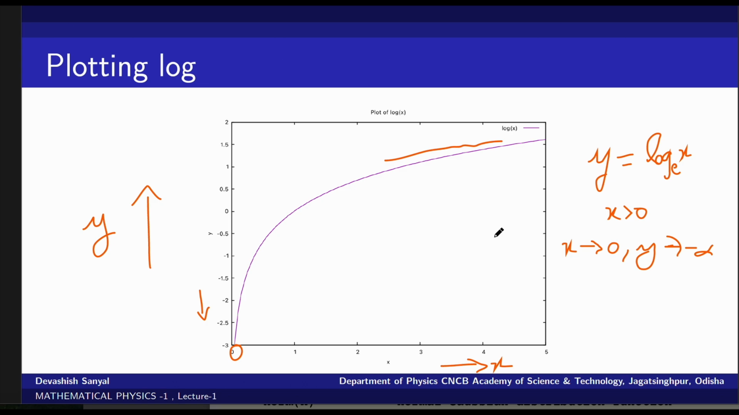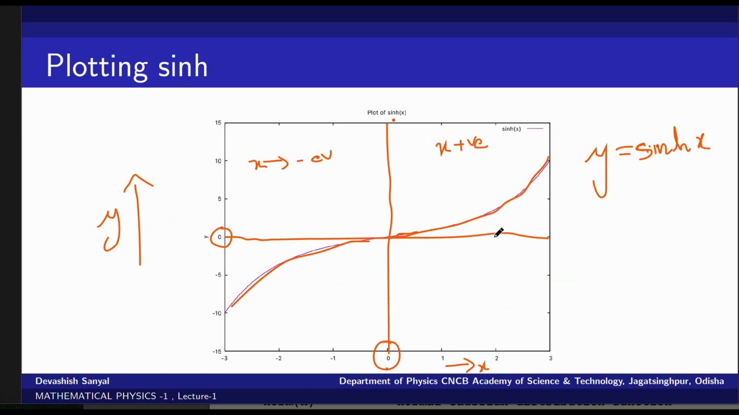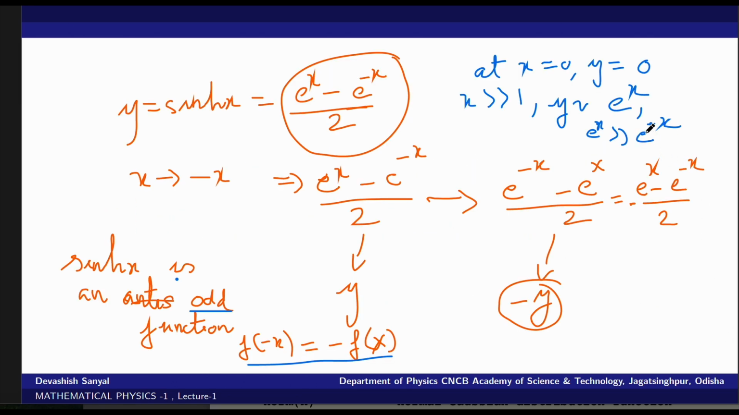And why do I say so? Because at very large x, e to the power x will be much greater than e to the power minus x. Because at very large x, e to the power minus x will be almost 0, where e to the power x will be a very large number. So that's why we can neglect e to the power minus x compared to e to the power x.